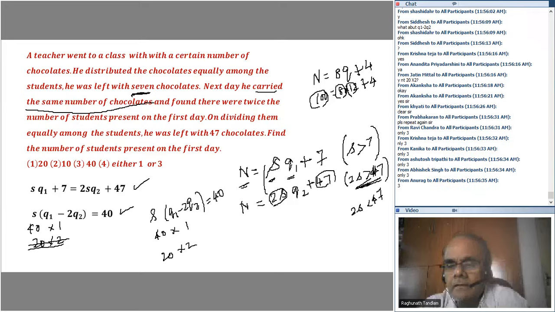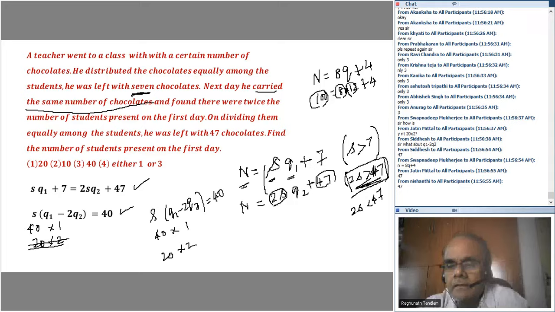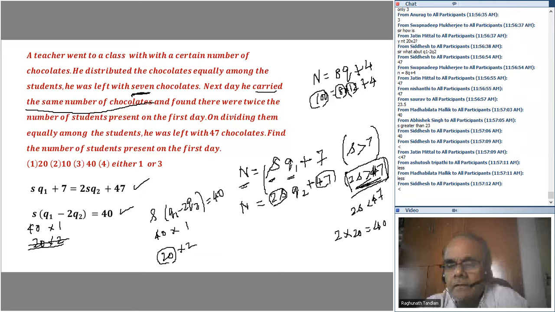Jatin, 2S should be greater than what number? Jatin Mittal, 2S should be greater than 47. If S is 20, what is 2 into 20? 40. Is it greater than 47 or less than 47? Is it greater than 47? Therefore not possible. Are we clear now?